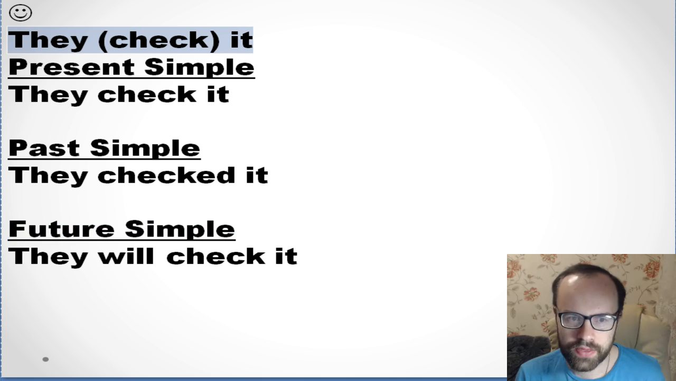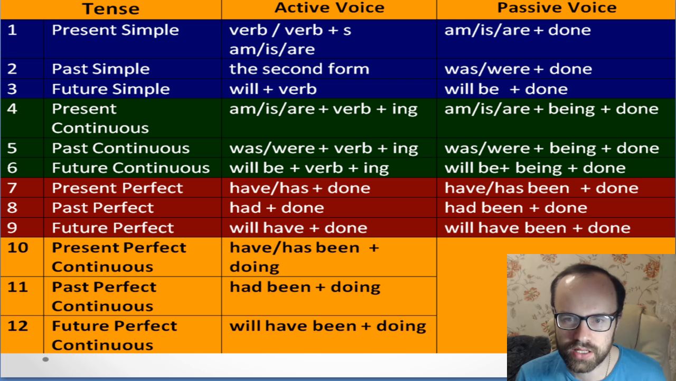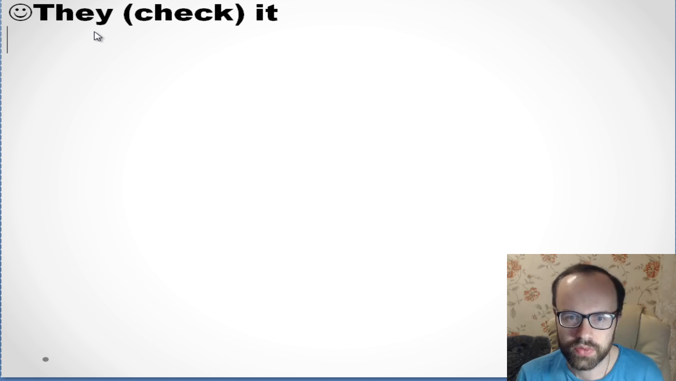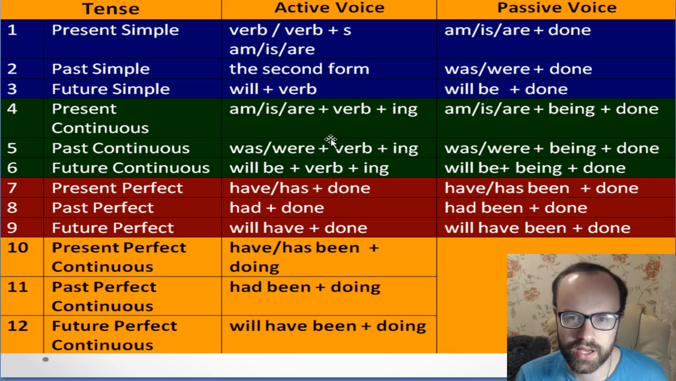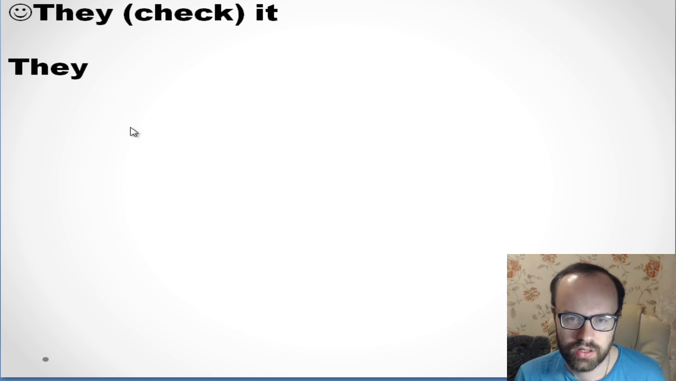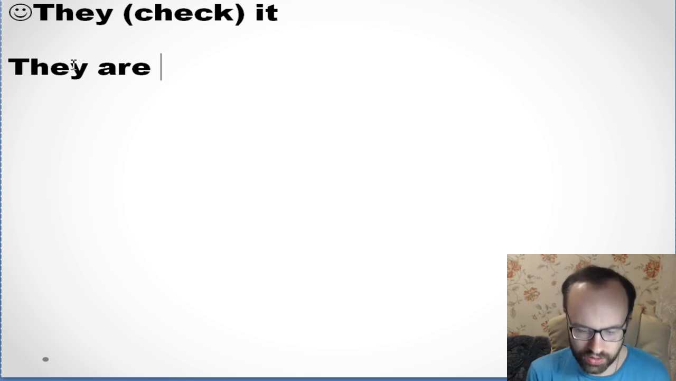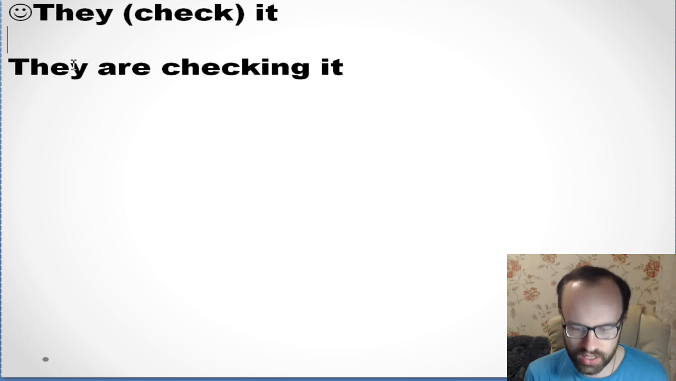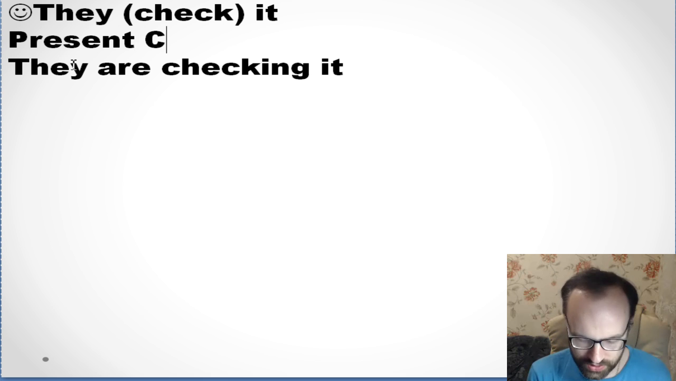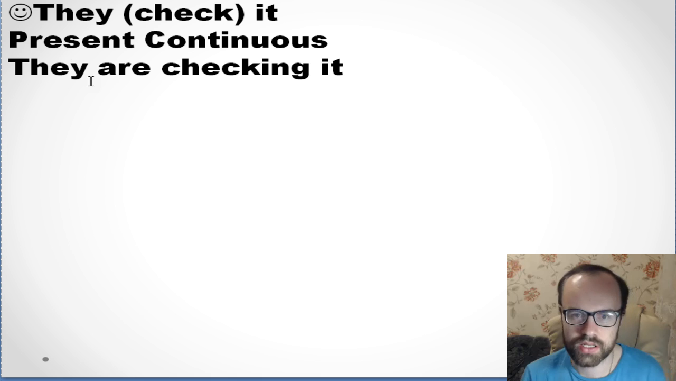Okay, the next tense, present continuous. Let's try to say it in present continuous. So they, what do we need after that? Am, is, are plus verb plus ing. So they are plus verb plus ing. They are checking it. And we call this tense present continuous.